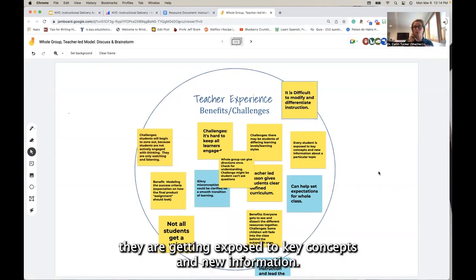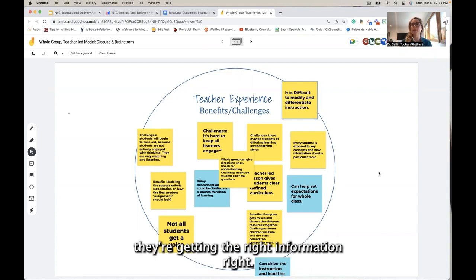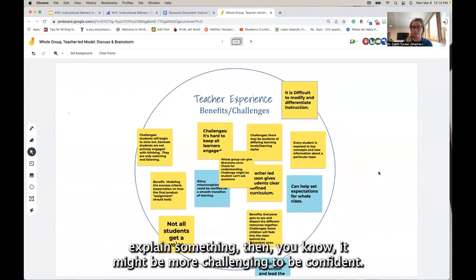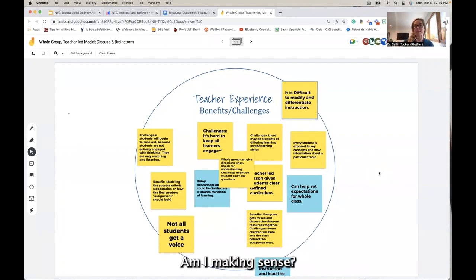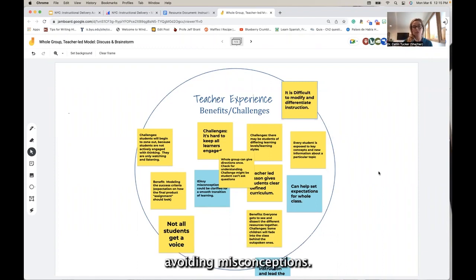They are getting exposed to key concepts and new information. There's also somewhere on here where it's like students can be confident they're getting the right information, right? Sometimes when we allow students to discover as opposed to listen to us explain something, then it might be more challenging to be confident, like, did I find the right information? Am I making sense? Again, another similar concept about clarification, avoiding misconceptions.